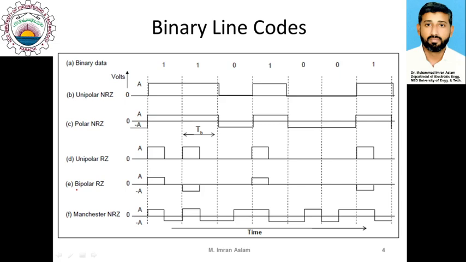Similarly, if we have bipolar RZ, in that case we use positive and negative pulses to represent different symbols. Sometimes we call it RZ-AMI, or alternate mark inversion.